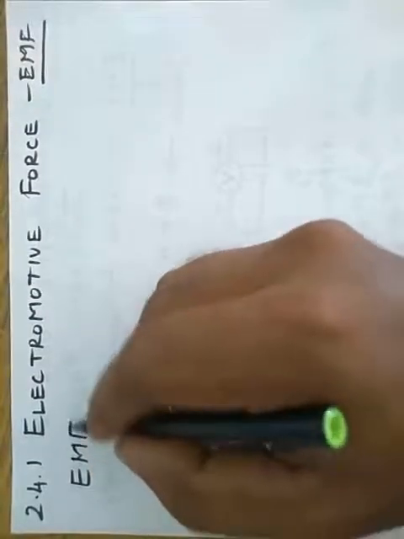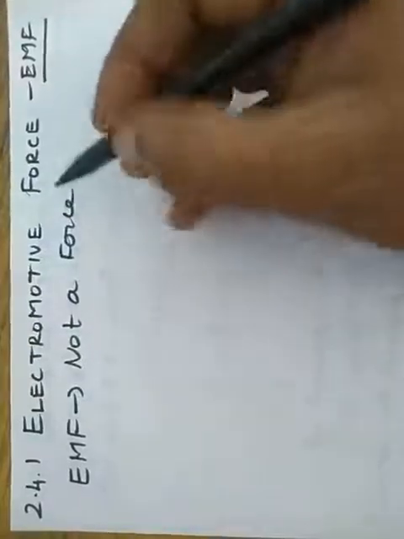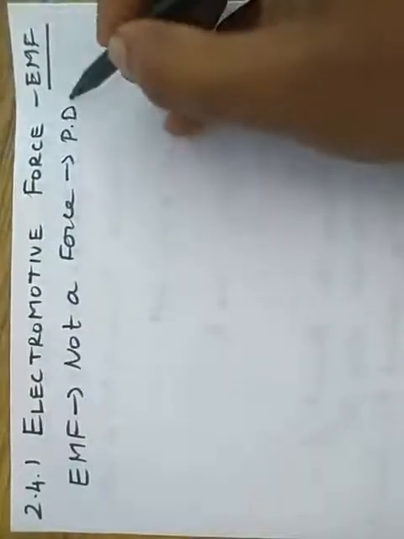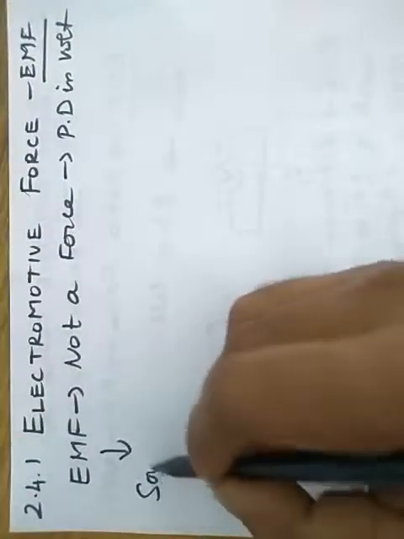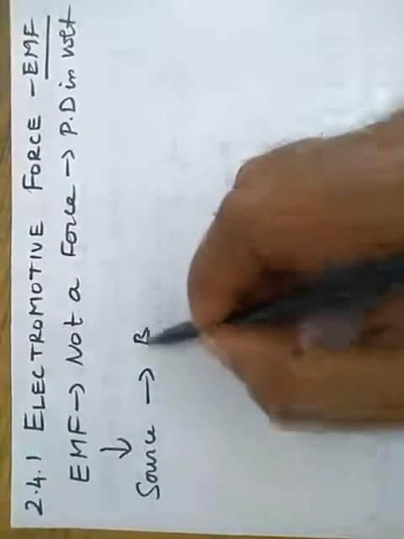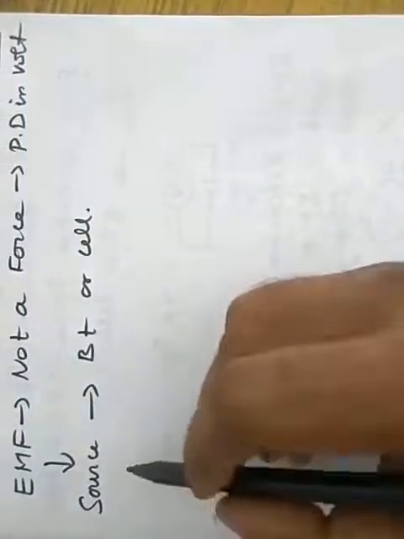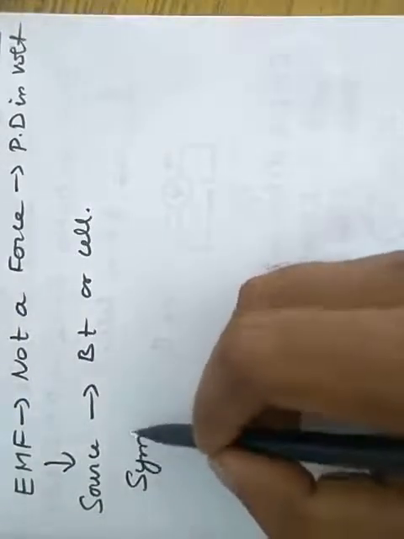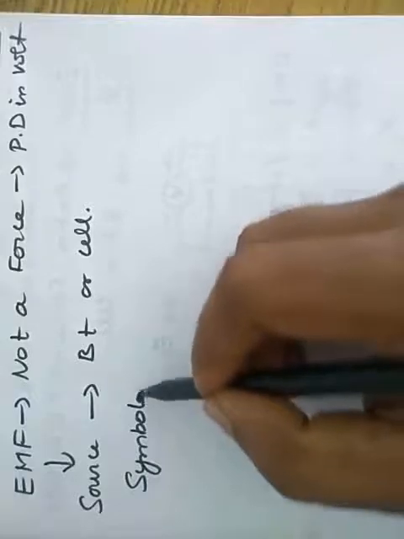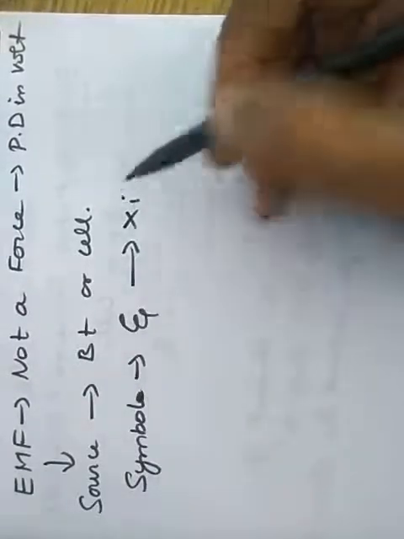EMF is not a force, it is a potential difference in volts. Here the source of EMF is a battery or cell. The EMF is represented by the symbol psi, also written as xi.